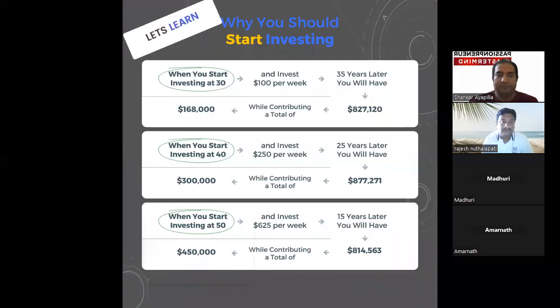So the concept is basically, the sooner you invest, the better. If you are investing at 30 years, and you are putting this at like $100, this is a US figure, but if you put it in Indian rupees, you will get one figure. So the older you are when you invest, the lower the return will be. So it's always advisable to invest as soon as you start working, at the early stages of your career.